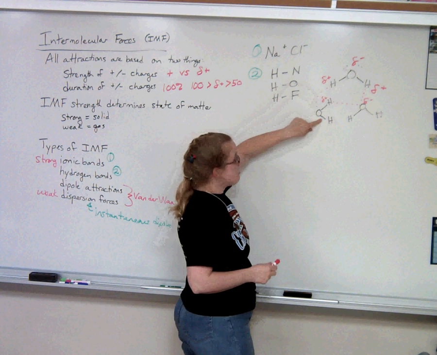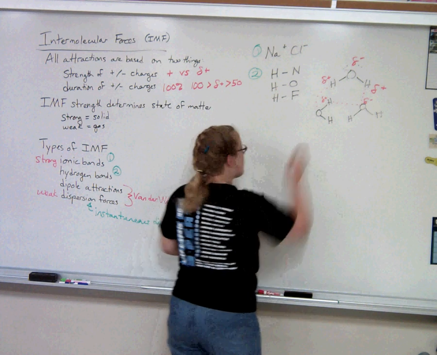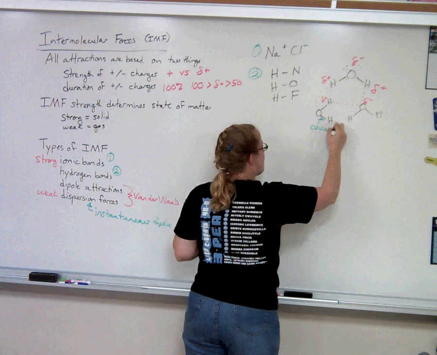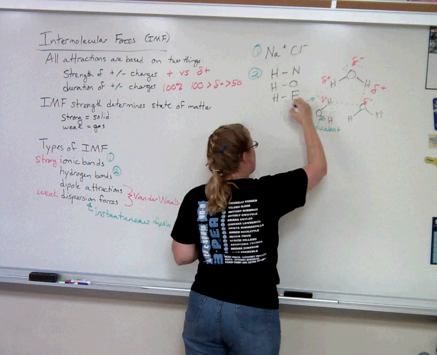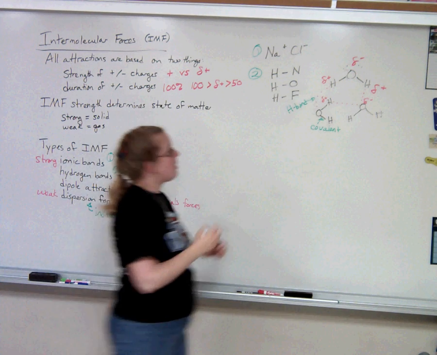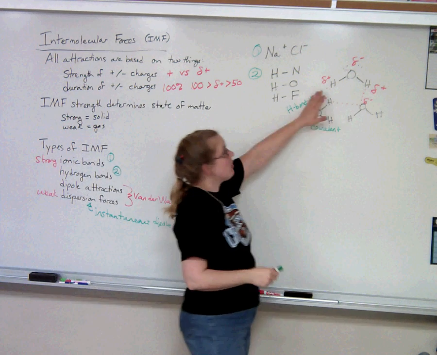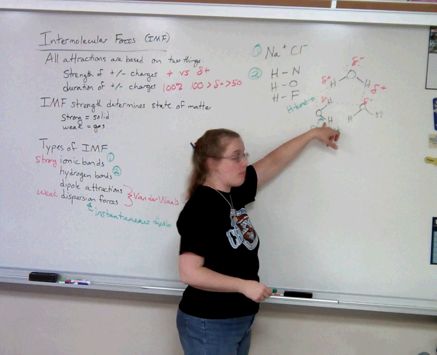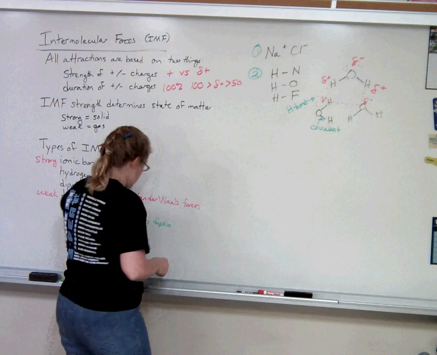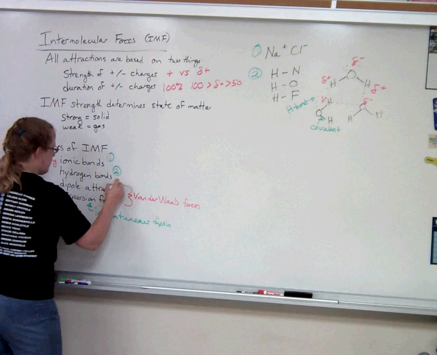This right here is a covalent bond. It gets a solid line. This is a hydrogen bond, abbreviated H bond. It gets a dotted line. It is not nearly as strong as a covalent bond, but it is pretty strong, strong enough to hold the water together. Third one, dipole attractions.